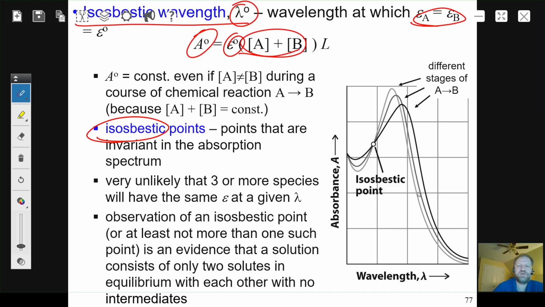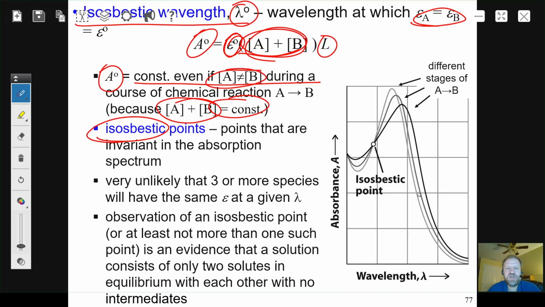And then what we're looking for is that the absorbance is equal to the molar absorption coefficient, which again is the same for species A and B, times the path length times the sum of concentrations of A and B. However, because at any point of the reaction the sum of concentrations of A and B is constant, the absorbance at that particular isosbestic wavelength is constant as well, even though the individual concentrations of species A and B can change.